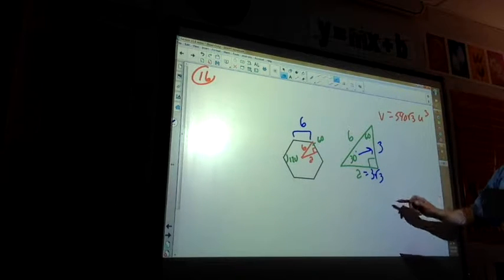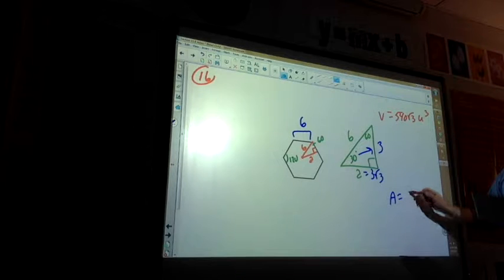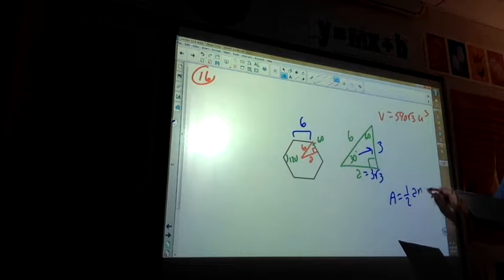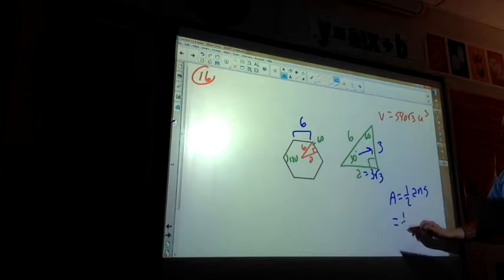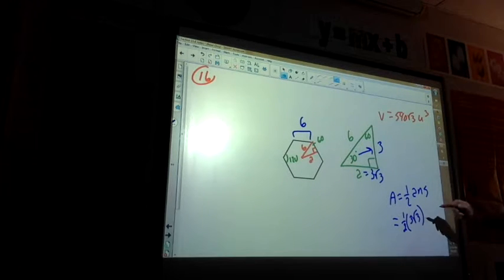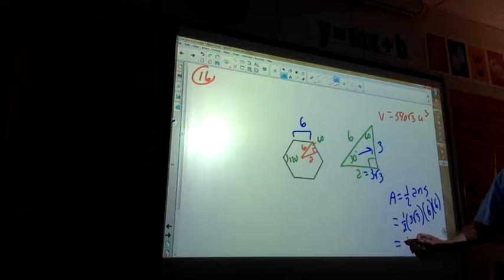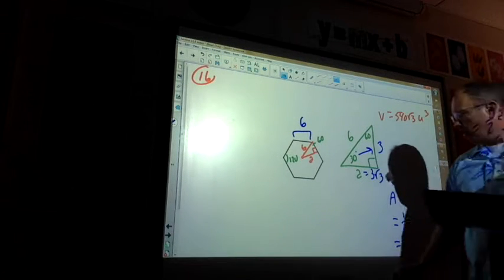Okay, so if we find the area of our hexagon, it's 1/2 a p, apothem times perimeter. We have 1/2. The apothem we just found to be 3 root 3. The number of sides is 6. The length of each side is also 6. Let's see. 6 times 6 is 36. Half of 36 is 18. 18 times 3 is 54. So we get 54 root 3 as the area of my base.